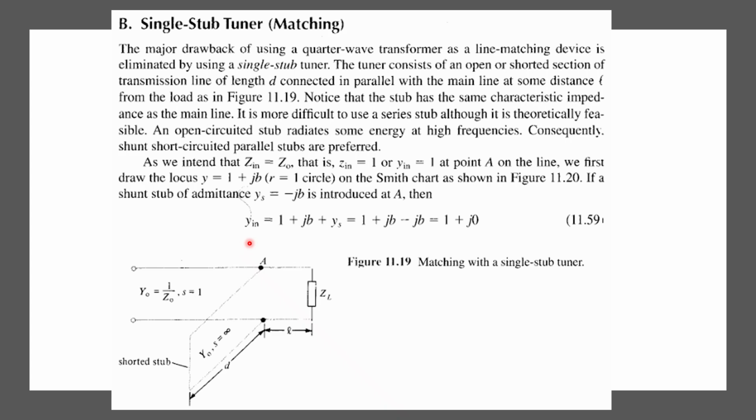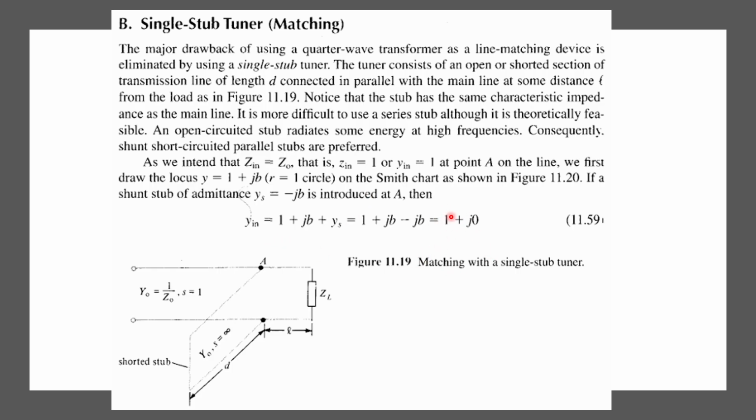So we can write Y in is equal to 1, that is the case of impedance matching, plus jB, that is the actual transmission line admittance, plus Ys, that is the stub admittance, which is in parallel. Why are we adding it? So that Ys is equal to minus jB, so that minus jB plus jB will cancel out, and finally we'll receive Y in equal to 1.